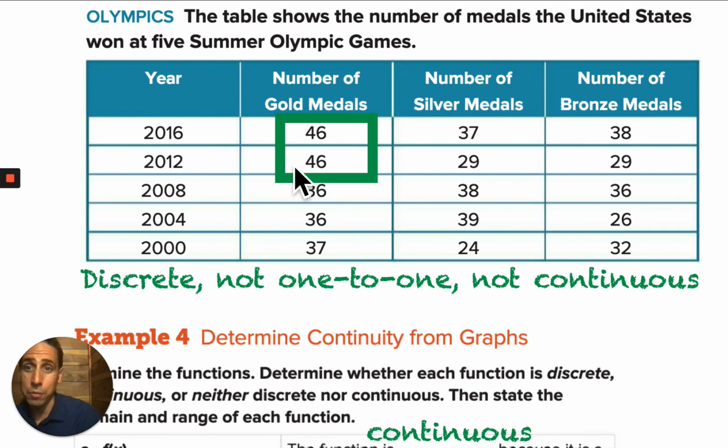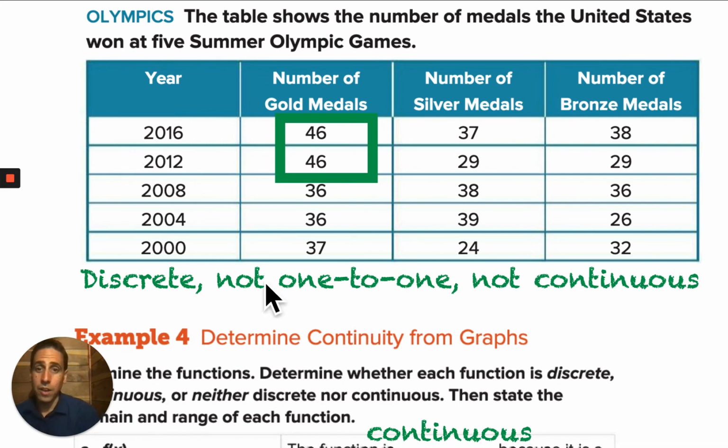These are discrete points because they're individually defined points if you were to graph them. There's no way to say what happened in 2014 in the Summer Olympics, or in 2014 and a half, or at 2015 at 0.75. It's not that. You can't do that because they're individual discrete points of data.